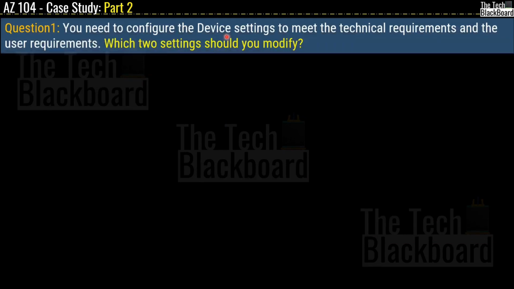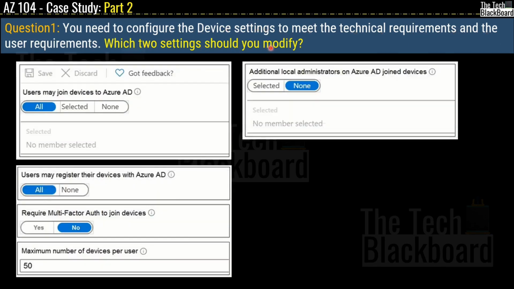So here comes our first question, which says that you need to configure the device settings to meet the technical requirements and the user requirements. Which two settings should you modify? And here you can see that we are given some of the settings from the Azure portal, and out of all these settings, you have to choose two settings that will meet the technical requirements and the user requirements.